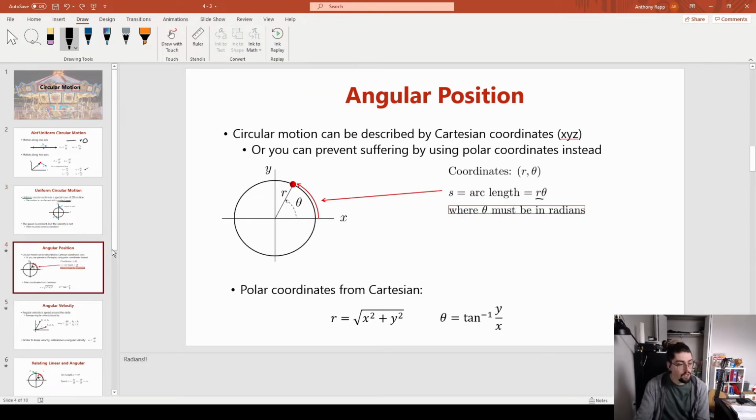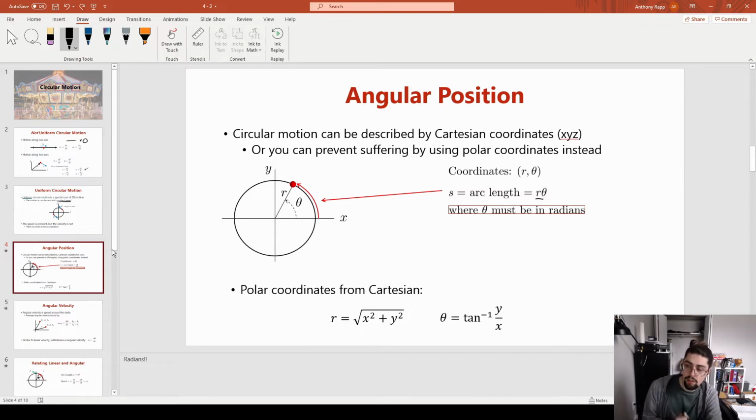When we're talking about circular motion, of course, if we're going to start talking about movement, the first thing that we talk about is position. So here's how we're going to start describing angular position. Typically, we have been talking about things in terms of x, y, and z. Where is it in space?